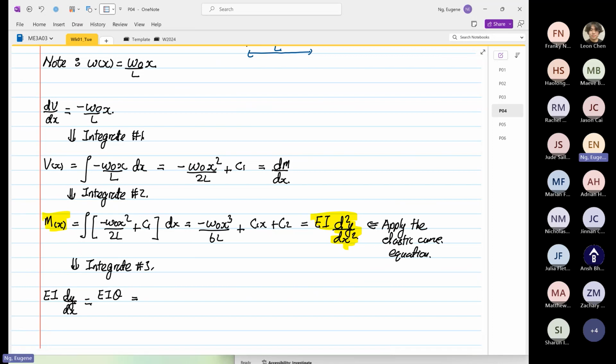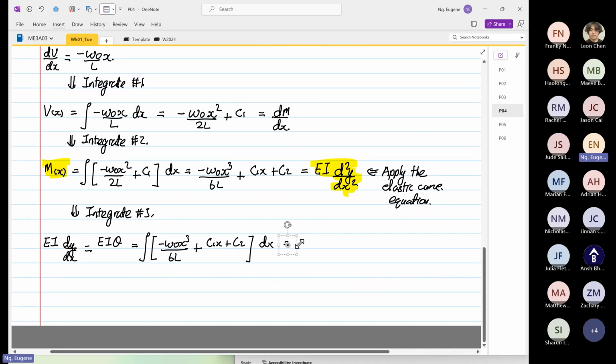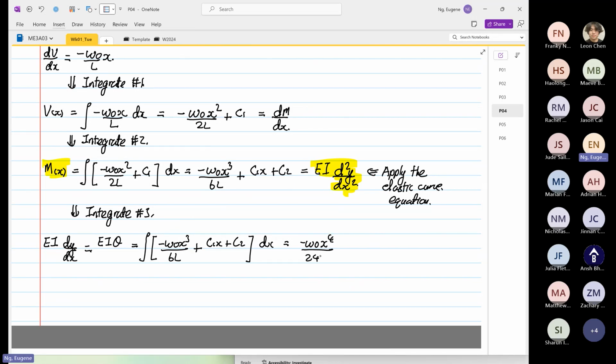And this will be equal to, we're now going to integrate minus omega naught x cubed over 6L plus C1x plus C2, dx. Okay. So what we have over here is equal to minus omega naught x⁴ over 24L plus C1x squared over 2 plus C2x plus C3.